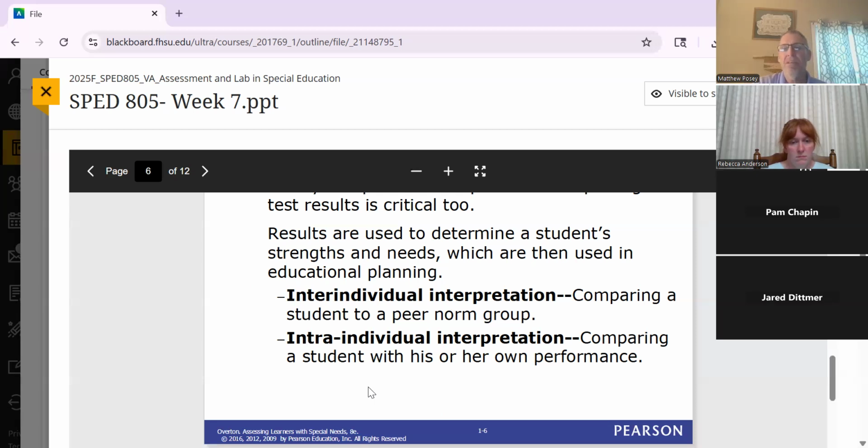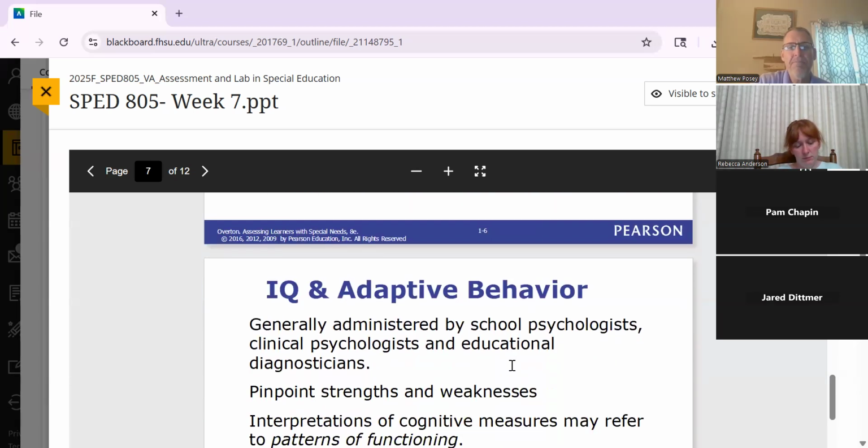Intra-individual interpretation, you're comparing the student to his or her own performance. You guys heard me mention criterion reference test. That student is compared to his or her own performance, not a big, large group of people across the country, but against themselves. And so inter-individual is basically norm reference. It's a normed group. Intra-individual, themselves, against themselves, okay?